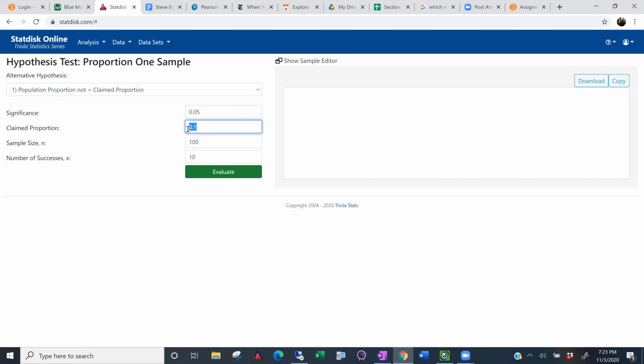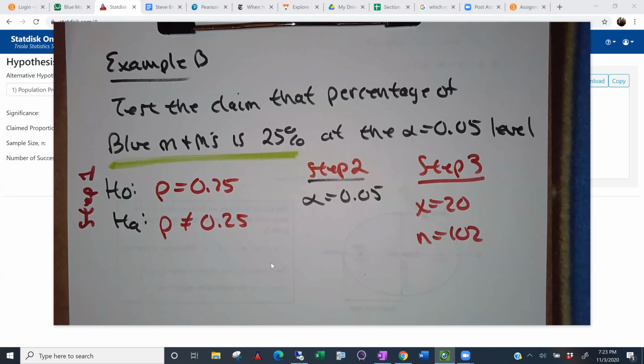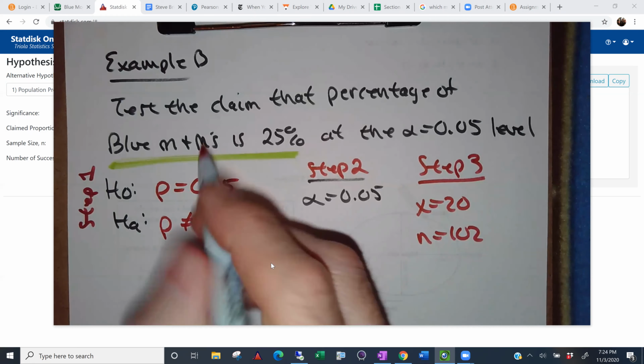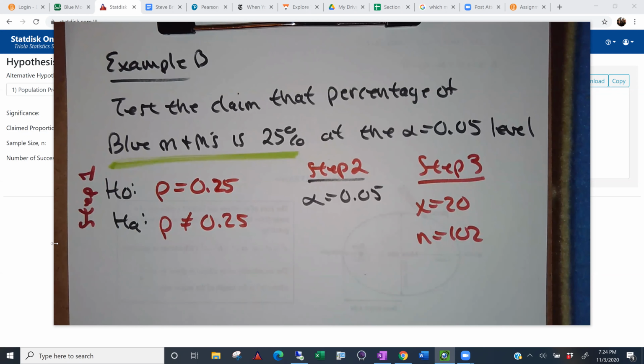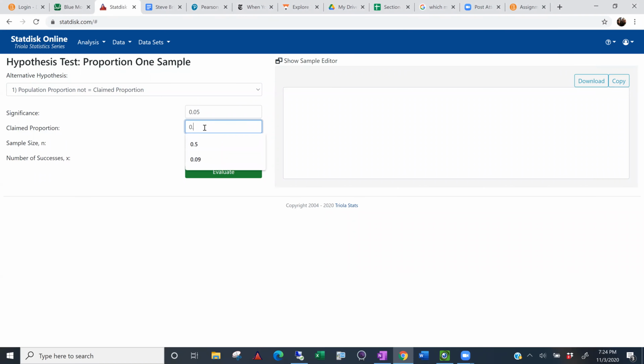Significance level, 0.05, we're good there. The claimed proportion, you remember where that comes from? Right here, that's your claimed proportion. 25%, so 0.25. Sample size was 102, and the number of successes was 20. So it's kind of falling short of what you might have expected. Maybe you expected like 25, but is it short enough that we're going to say, you know what, we're going to throw out the null hypothesis? Let's find out.